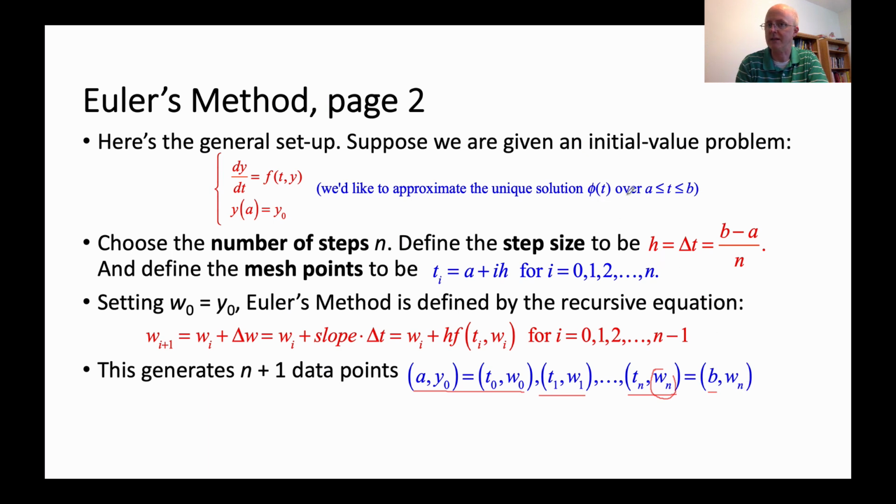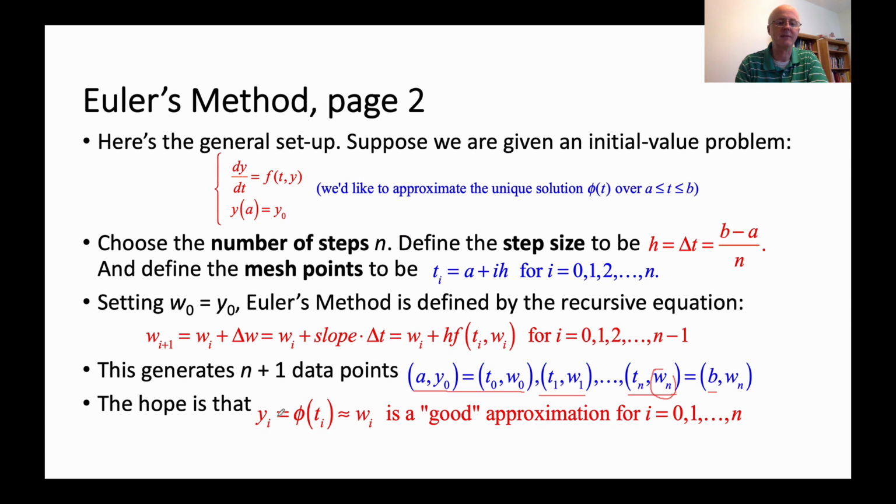It doesn't equal phi of b necessarily. It should make sense. This is just an approximation. The hope, though, is that it approximates the phi values well, that y sub i, which is defined to be phi of t sub i, is approximately w sub i. We hope this is a good approximation for all the values of i. And ultimately, maybe what we're most interested in is when i equals n, when t sub i equals t sub n, which is b. So we hope phi of b is well approximated by w sub n. That might be the main thing we hope.